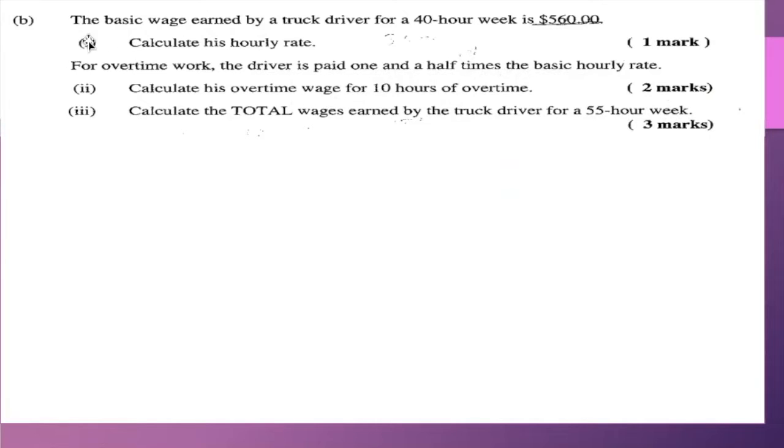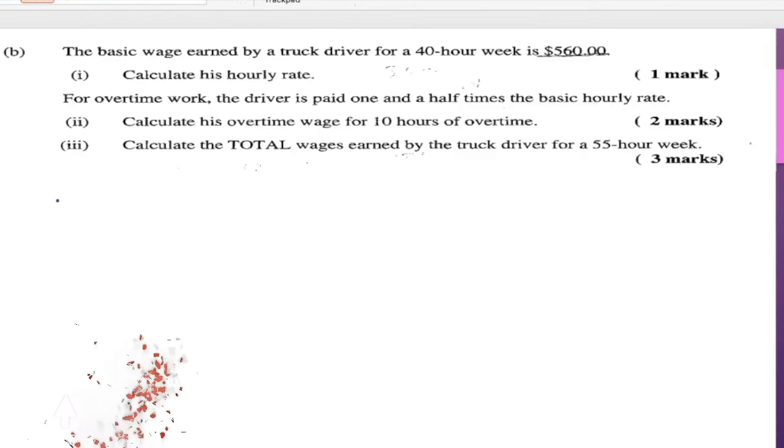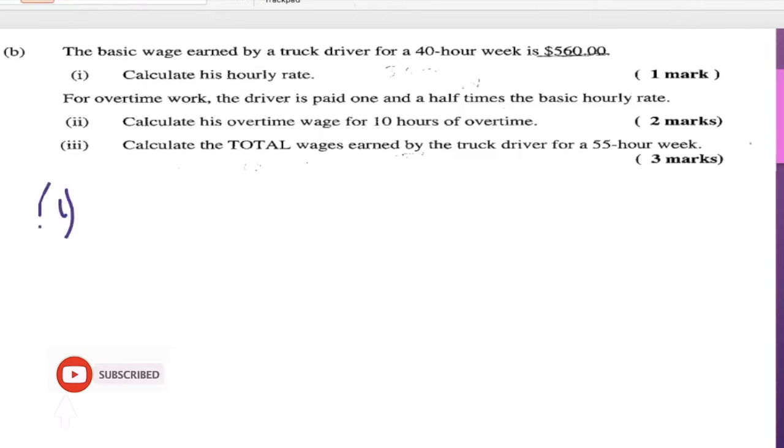So let's look at part 1. It says the basic wage earned by a truck driver for a 40-hour week is $560. Calculate his hourly rate. So we want to know how much this truck driver will be paid per hour. To do that, remember, this is the total earned at the end of the week, and this is the hours that's worked. So to find our hourly rate, we have to do division.